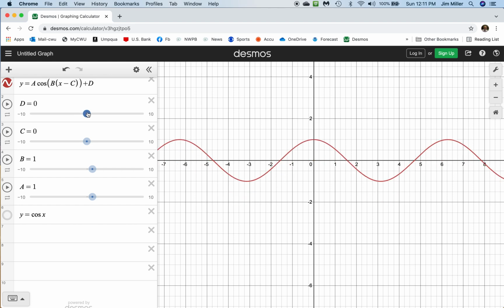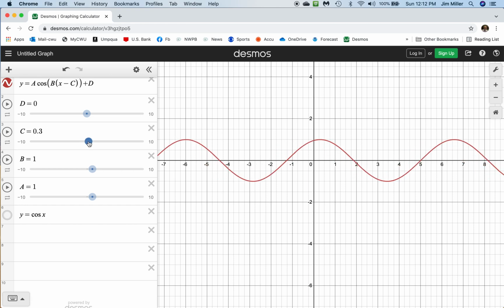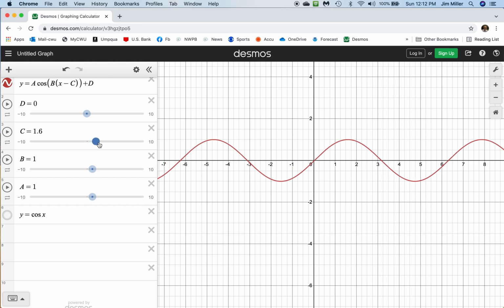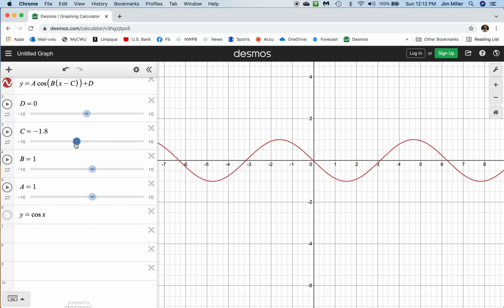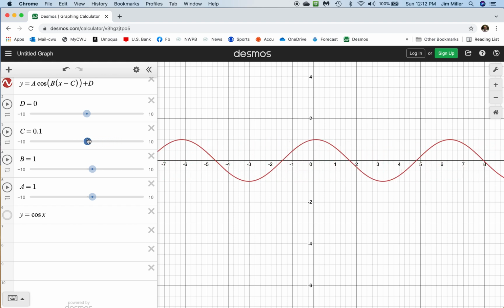What's the c do? The c is subtracted from the x, so that's going to move it. Since I made it a subtract, if I go to -1, x subtract 1, it moved it 1 to the plus side. If I subtract 2, it goes 2 to the plus side. So just like we did transformations of other functions, this controls where it is horizontally. So now I'm going to go back to 0 on that.